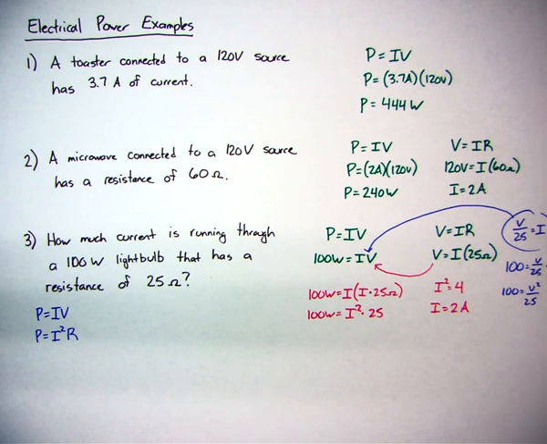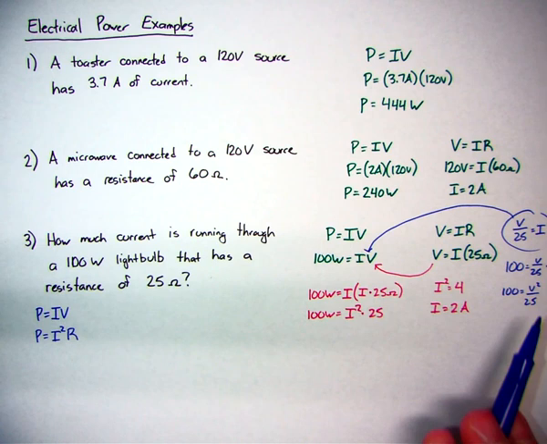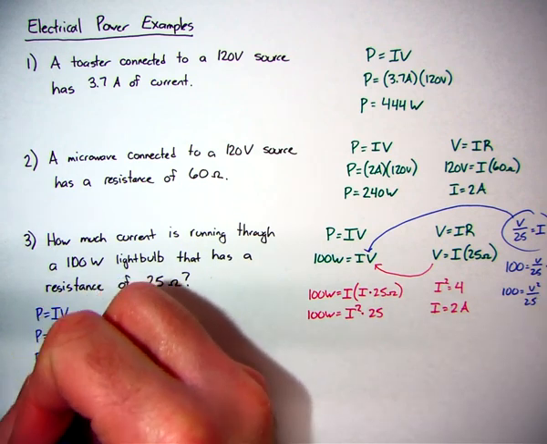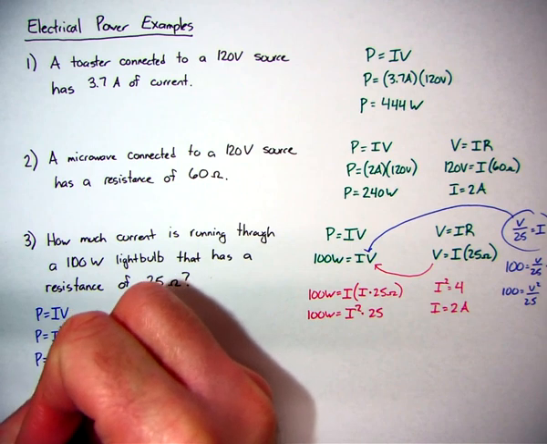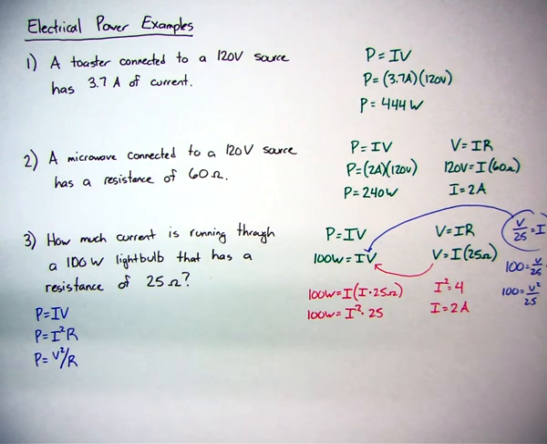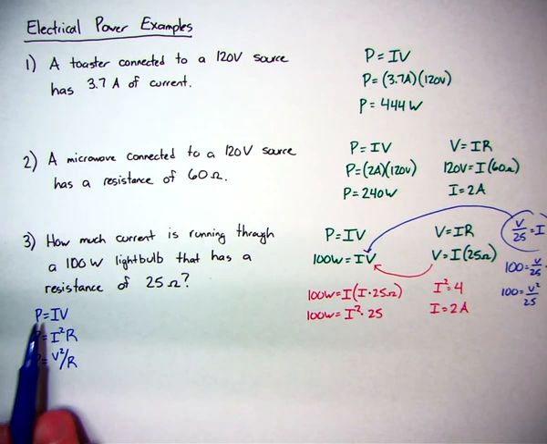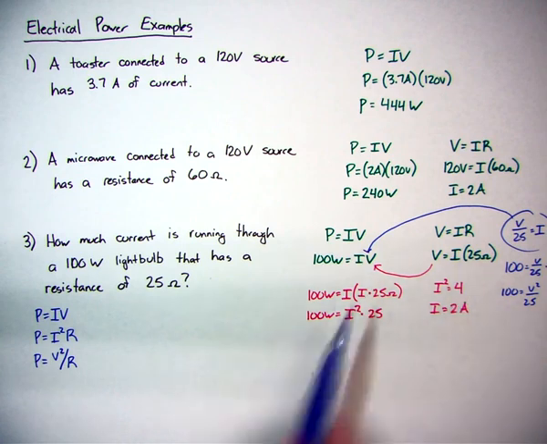And that's the last equation that we can get. If you look at what this is, power equals V squared over R. So P equals V squared divided by R. That's the third equation that we can get for power. All of those come from the combination of the first power equation and using Ohm's law and substituting in.